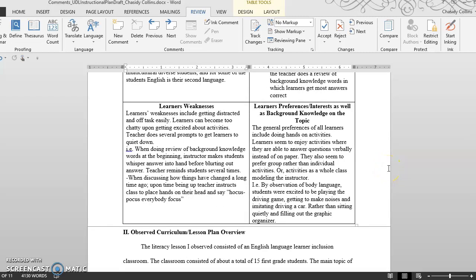The learners' weaknesses throughout the video, I noticed, were that the students could get easily distracted and off task, because at certain points in the video, you will see where the learners get overly excited and they're just in the lesson and really having a good time and having fun, and they get really chatty. So throughout the lesson, there are times when the teacher has to get the students to calm down a bit, and he does this by placing his hands on his head, and the learners repeat him and say, "Hocus pocus, everybody focus."